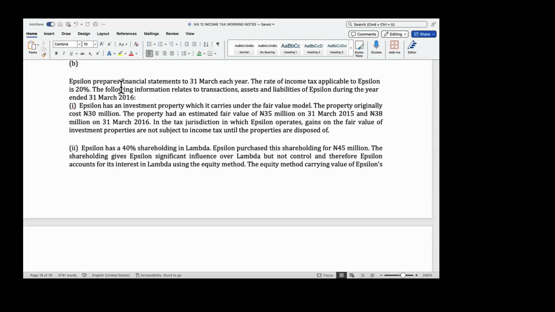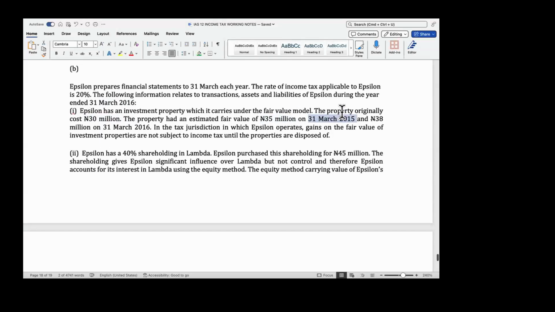The following information relates to transactions, assets, and liabilities of Epsilon during the year ended 31st March 2016. Number 1, Epsilon has an investment property which it carries under the fair value model. The property originally cost 30 million. The property had an estimated fair value of 35 million on 31st March 2015, and 38 million on 31st March 2016. In the tax jurisdiction in which Epsilon operates, gains on fair value of investment properties are not subject to income tax until the properties are disposed of.